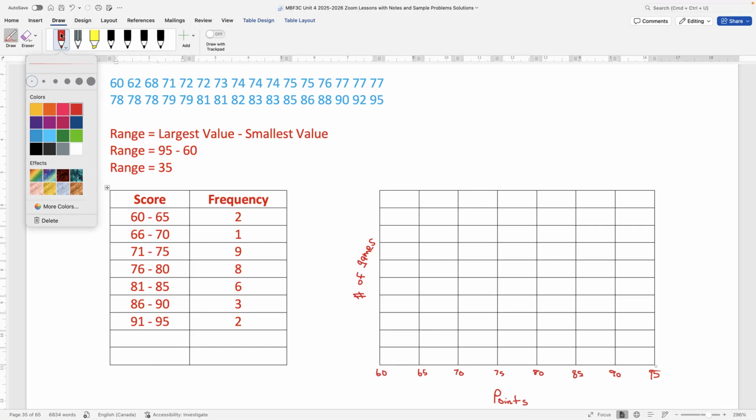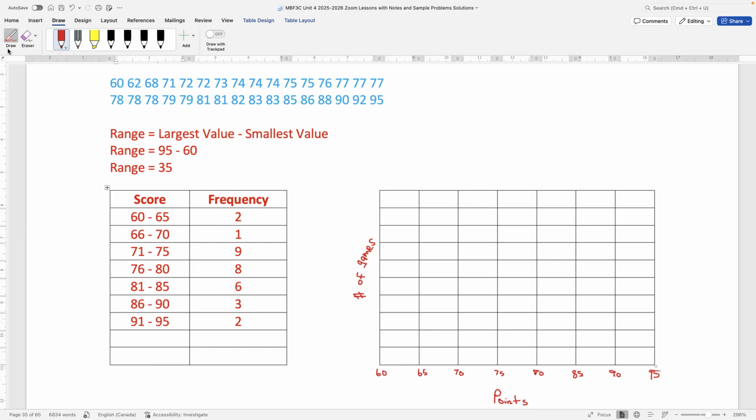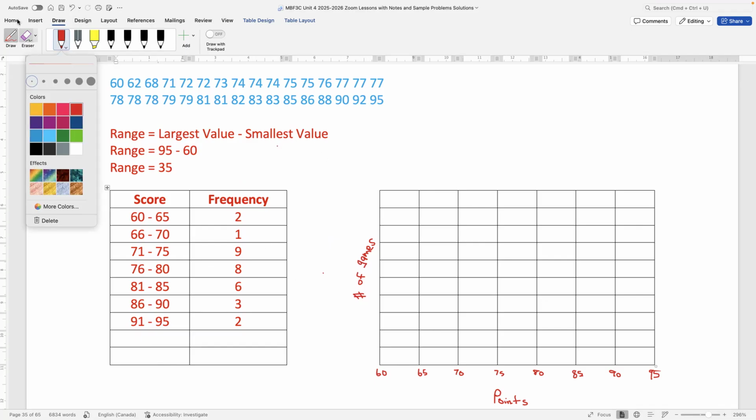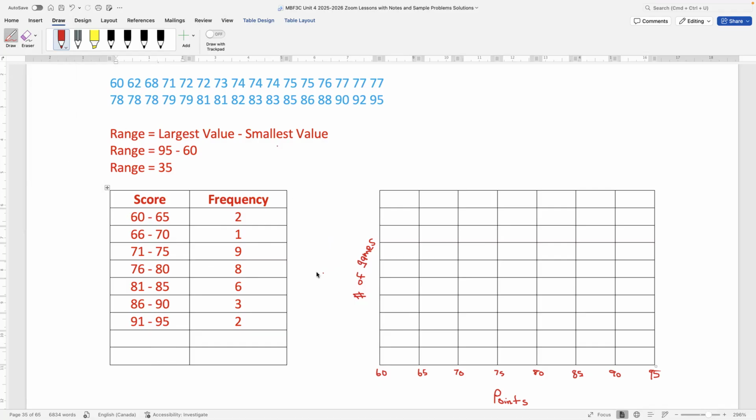Why am I not being able? I want to draw in red. Close it. Now I'm seeing my arrow. Something was going on here. Erase this. Now change it to this.